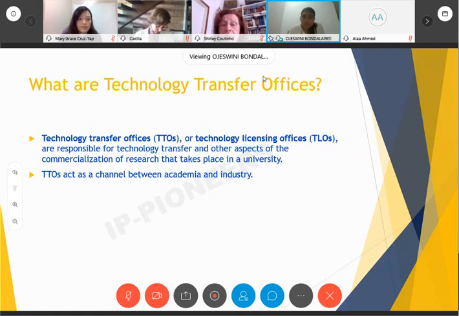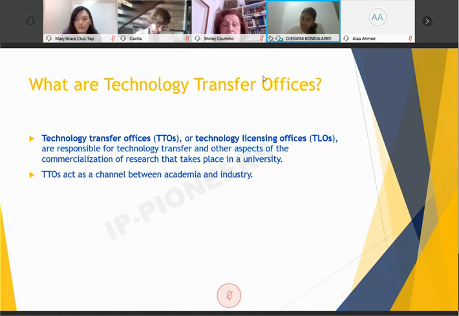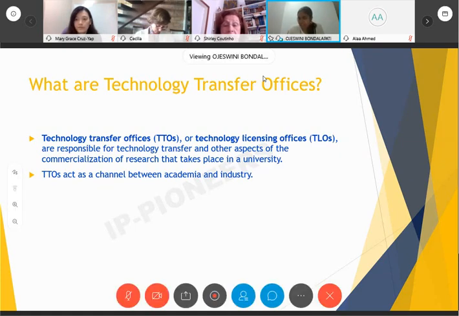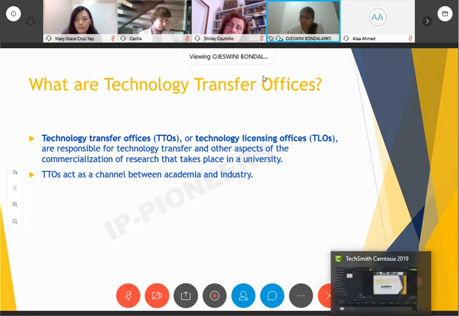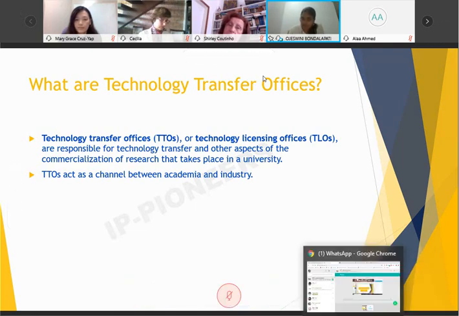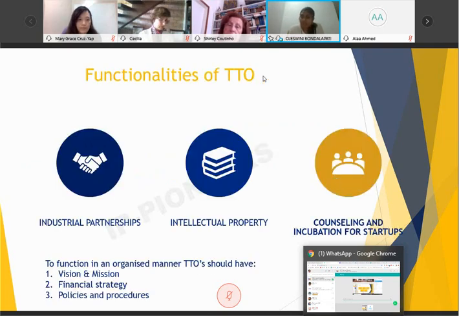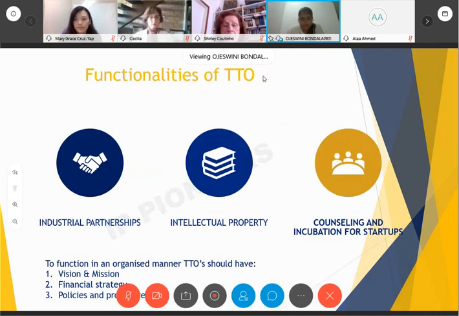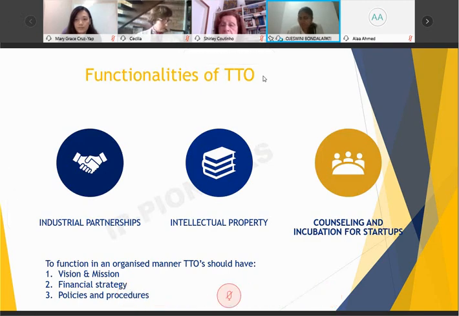So, what are these exactly, apart from IP officers, to have this technology transfer? We have a separate branch of organizations, that is technology transfer offices or technology licensing officers. They act as a channel between these research institutes, let them be academic institutes or public research institutes, and the industry structures. Industry people can also be a startup or a large-scale or small-scale entity.